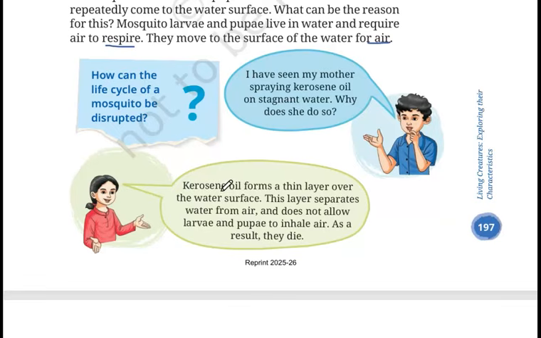Why? Kerosene oil forms a thin layer over the water surface, because oil is lighter than water. This layer separates water from the air. Now the larva and the pupa do not get the air to respire or inhale. As a result, they die. So this is the reason some people spray kerosene oil on stagnant water.